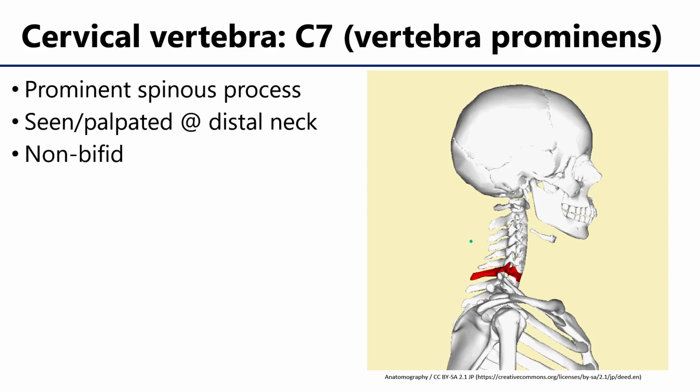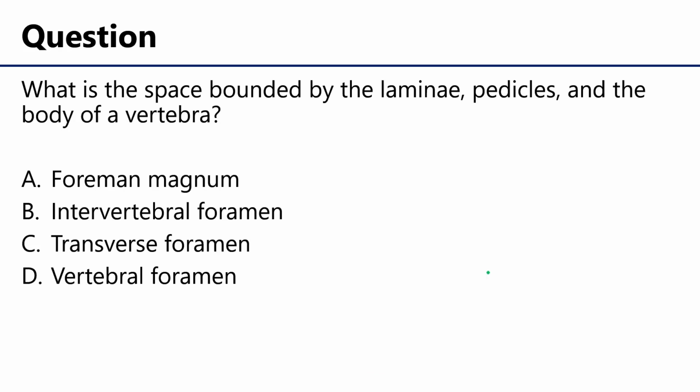And then finally, we have the 7th cervical vertebrae, oftentimes called vertebra prominens, because it has a very prominent spinous process. If you were to put your hand on the posterior aspect of your neck and move down towards your thorax, that first major palpable spinous process is going to be the spinous process of C7. It's unique among the cervical vertebrae in that it is non-bifid, so it is singular, just like the thoracic vertebrae to follow.